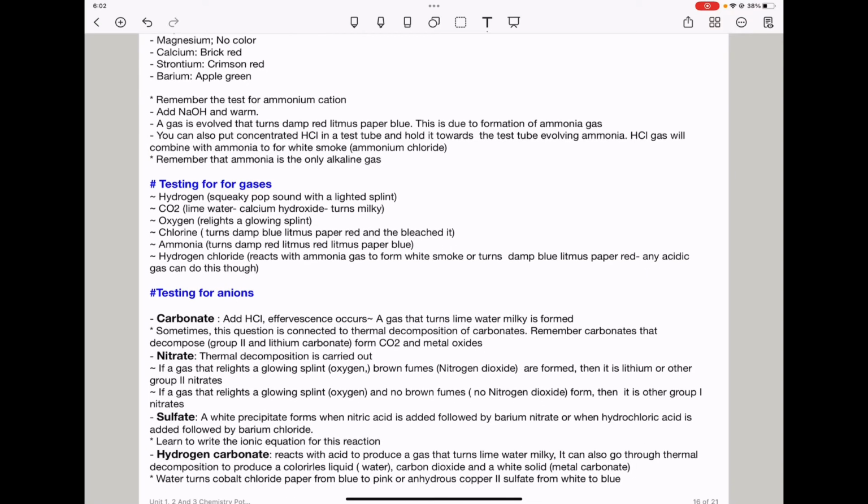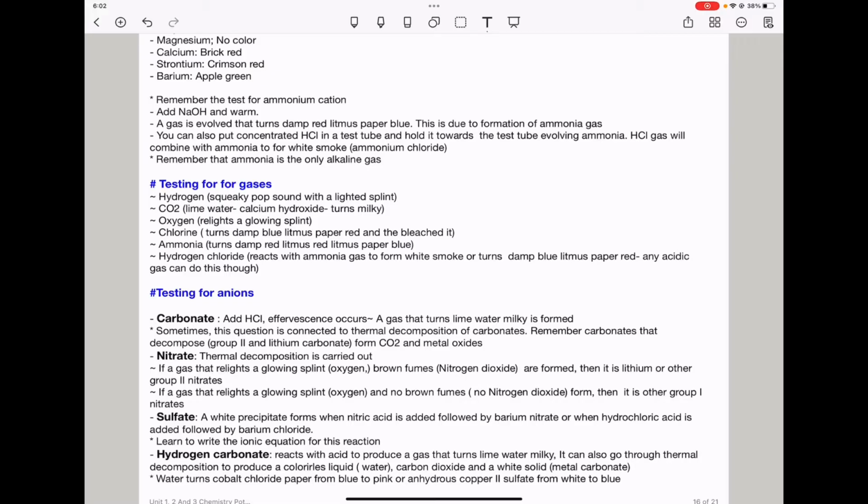Moving on to testing for gases. It is recommended that you remember testing for hydrogen. It makes a squeaky pop sound with a lighted splint. Carbon dioxide turns lime water milky. Oxygen relights a glowing splint. Chlorine gas turns damp blue litmus paper red and then bleaches it. Or if you use damp red litmus paper, it will just bleach.